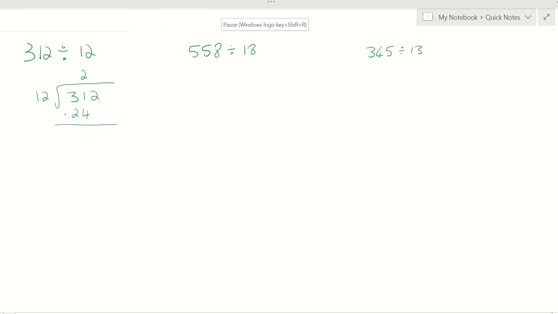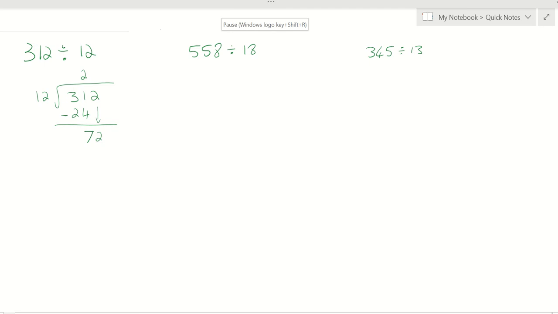Now at this point we're going to subtract. So we're looking at 31. We've got two lots of 12 and we want to know how much is left over. So 31 take 24 is 7. Now we know that 12 doesn't go into 7, but we've still got this number here, this 2. So what we're going to do is bring this down. So now we've got 72.